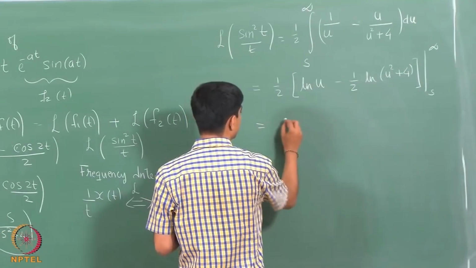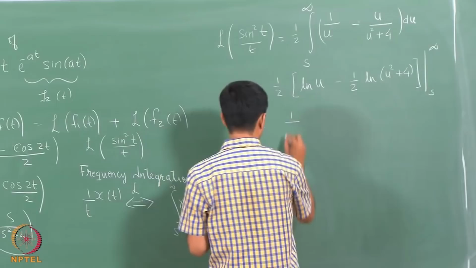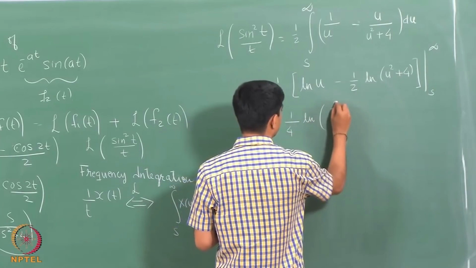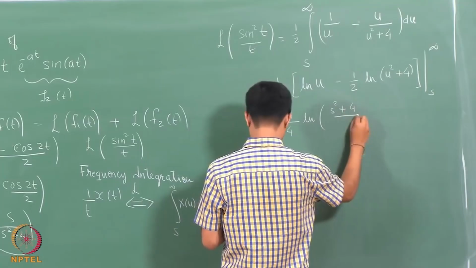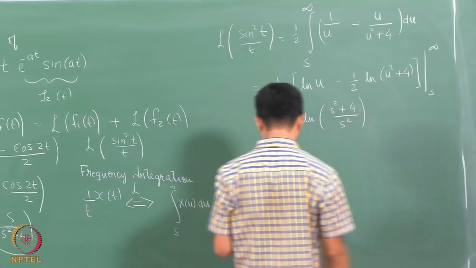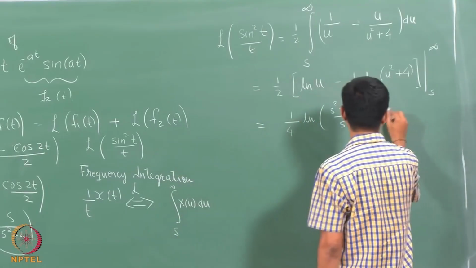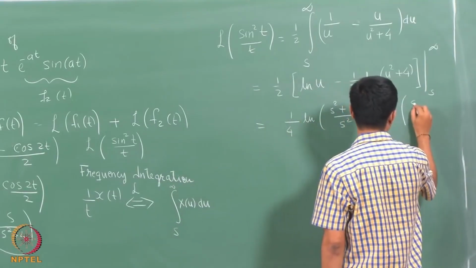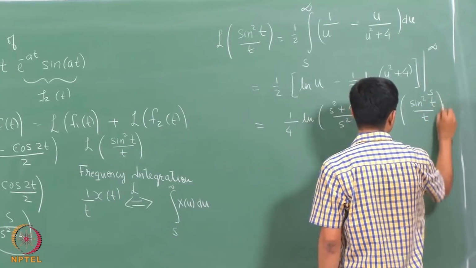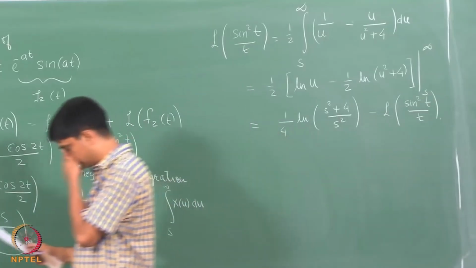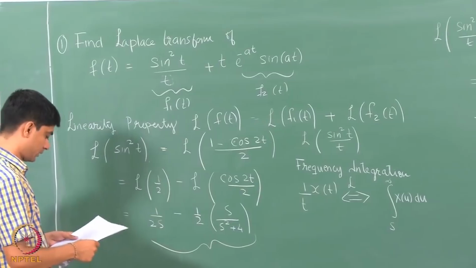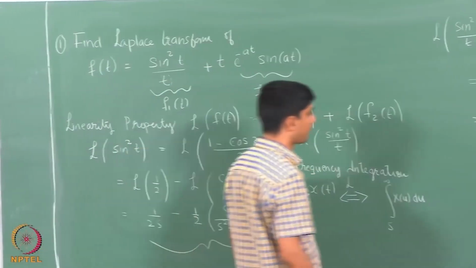So, this simplified would look something like this, 1 over 4 log of s square plus 4 over s square. Okay. So, this is the Laplace transform of sine square t over t.